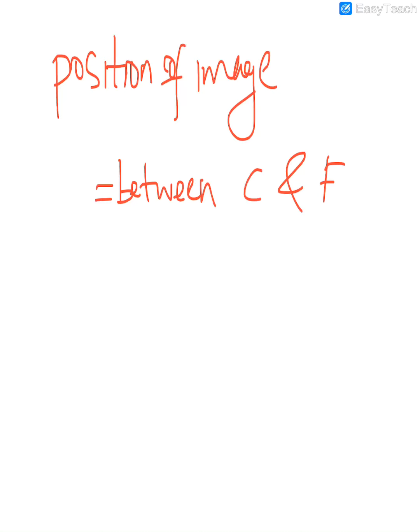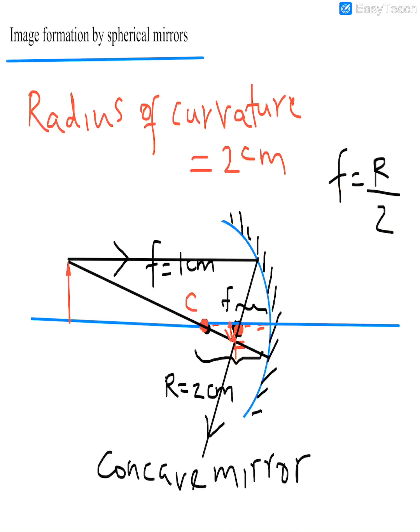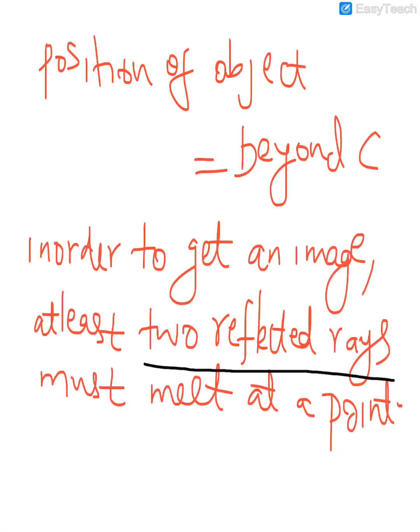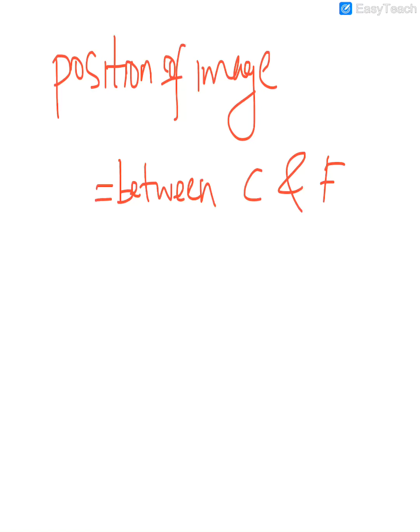Now, what is the size of the image? If you compare image and object, you can see that object is having more size, image is having less size. So such images are called diminished images. When image size is less than object size, such images are called diminished images. So your image is diminished.